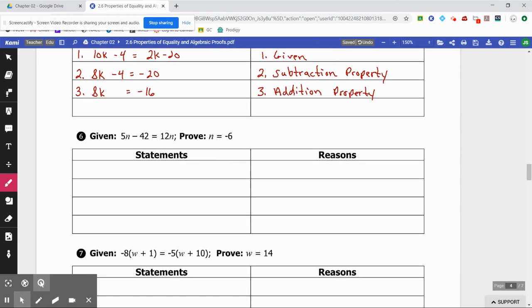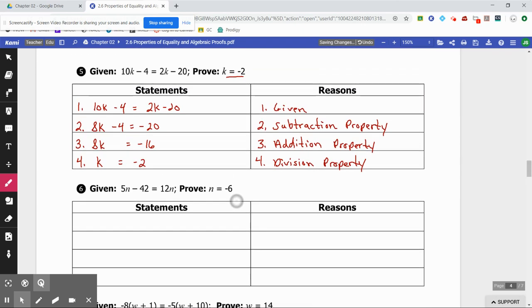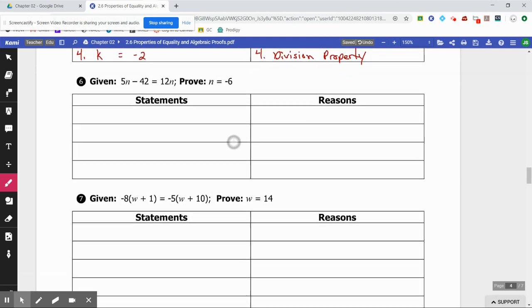And finally, step number 4, to get rid of the 8, we're going to divide both sides by 8. I'm left with a k on the left side and a negative 2 on the right side. And I did so by the division property. And you can check, and k equals negative 2 is what I was trying to solve or prove.